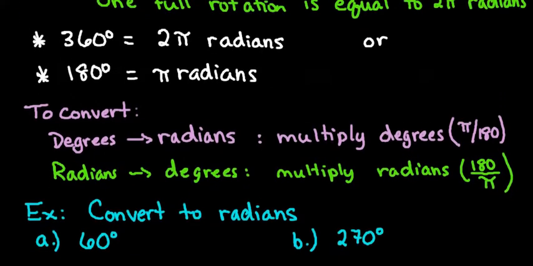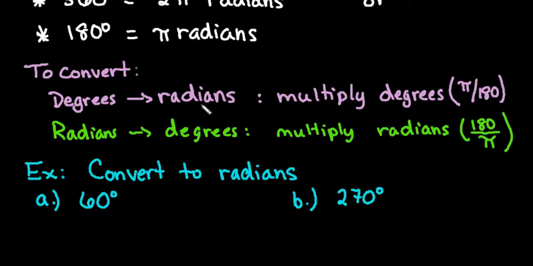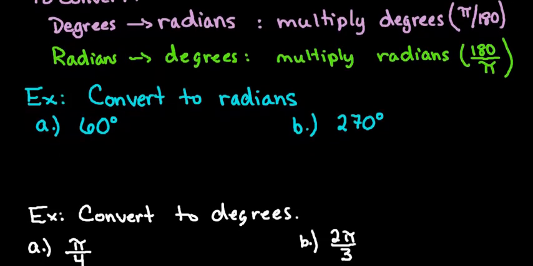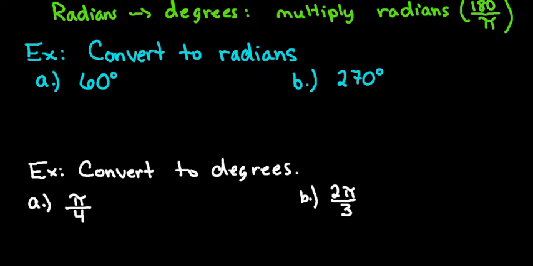To convert from degrees to radians, we are going to multiply the degrees by pi divided by 180. Most of the time we leave it as a fraction answer. Sometimes they will want the answer as a decimal, but it's always best to leave it as a fraction in radians. To convert radians to degrees, you are going to multiply the radians by 180 divided by pi. And I'm going to show you guys a couple of examples of how to convert.